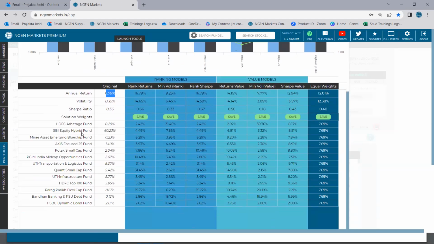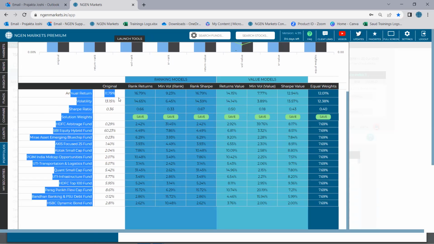Out of these 13, these were the allocations of the respective schemes. In this case, what we can see is the original allocation of the portfolio is 60% towards one single fund, which is SBI Equity Hybrid Fund. And therefore, this particular return was generated by this portfolio. Here, this is the annual return that was generated by this portfolio.